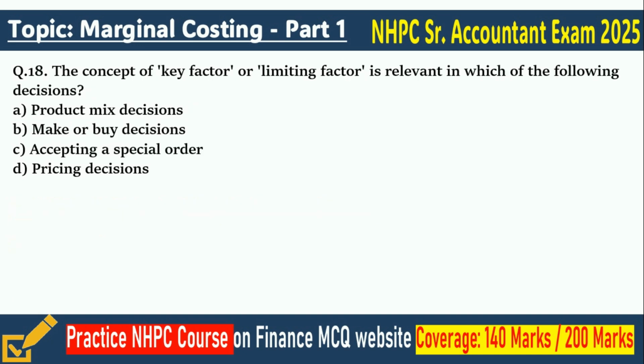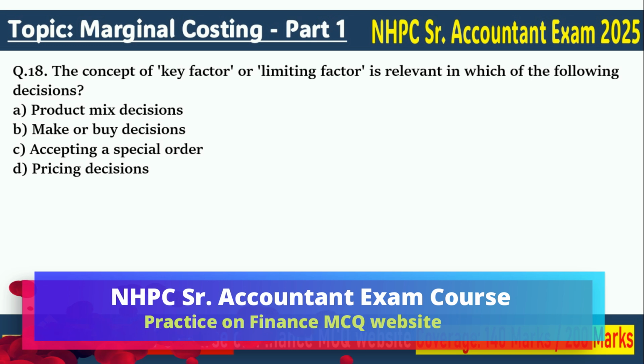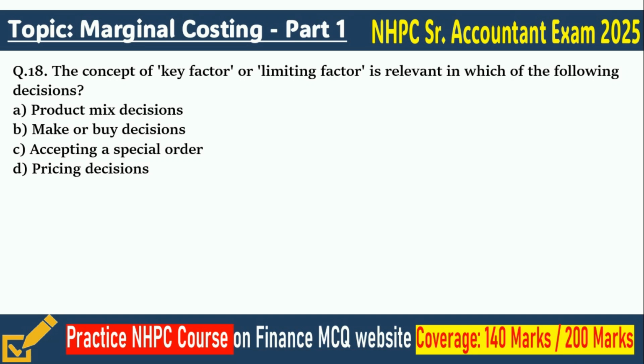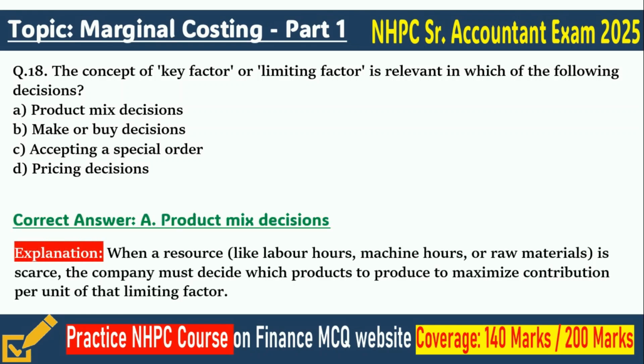Moving on. Friends, next question. The concept of key factor or limiting factor is relevant in which of the following decisions? Option A, product mix decisions, option B, make or buy decisions, option C, accepting a special order, and last option, pricing decisions. So friends, what is the correct answer here? Friends, remember that key factor or limiting factor is relevant for option A, product mix decisions. So friends, when a resource like labor hours or machine hours or even raw materials is scarce, the company must decide which products to produce to maximize contribution per unit of that limiting factor.